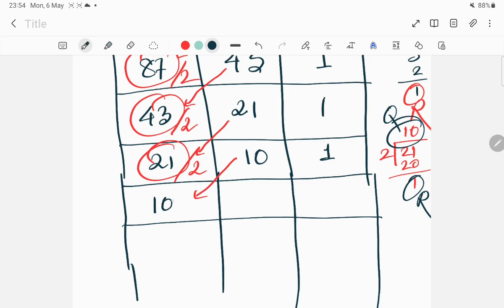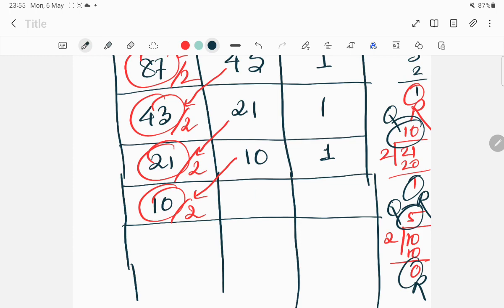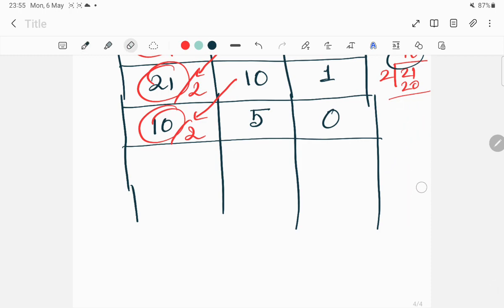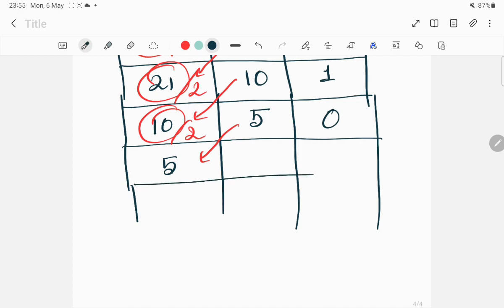So we have 10. 10 will now be divided by 2. So 10 divided by 2, 2 5s are 10. Remainder is 0. So this is our quotient and this is our remainder. So this is 5 and this is 0. Next step is this will come here. So we have 5 here.